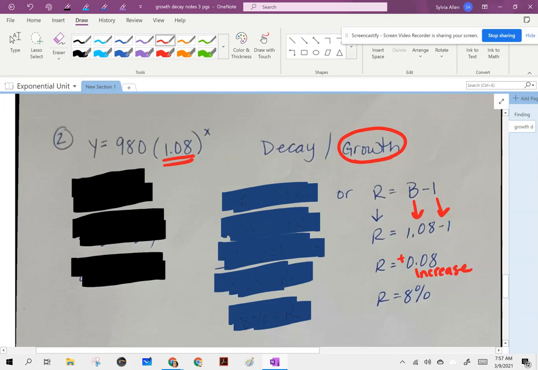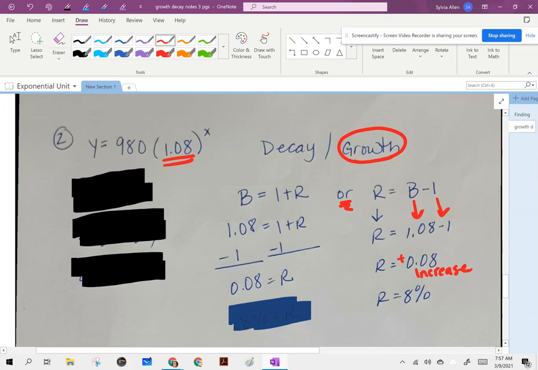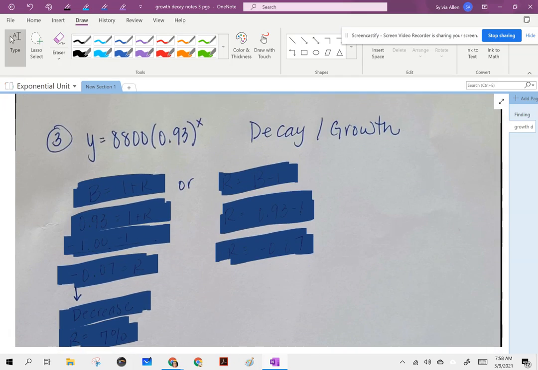So if you use the other formula, when I said or, this would be your technique. Base is equal to 1 plus r. My base is 1.08. Subtract 1 from both sides. My rate is positive 0.08, which would indicate, again, positive would indicate an increase, which indicates growth, and the rate in percentage form. All right, let's take a look at 3. Go ahead, try 3.